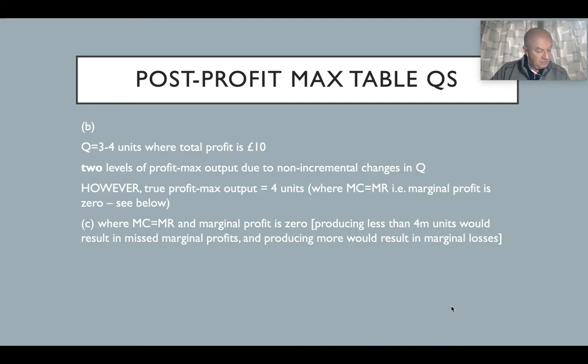So why is it that marginal cost and marginal revenue being equal is the point at which that would be the profit maximizing level of output? The reason is that where we've got marginal cost equal to marginal revenue, the marginal profit is zero. If we were producing less than 4 million units, we would have missed some of the marginal profit that we could have achieved. And if we were producing any more, we would start to make marginal losses, which clearly is going to be a bit of an issue.